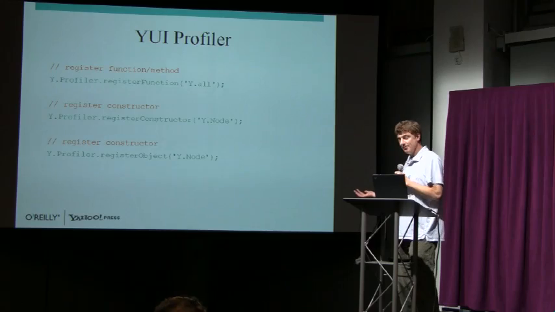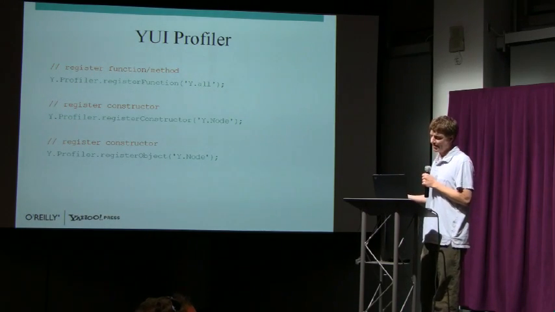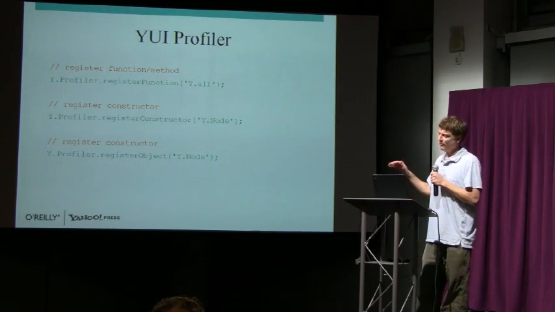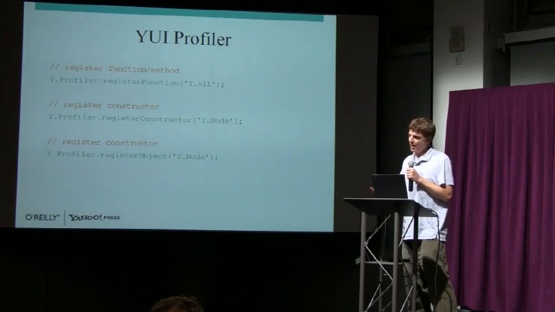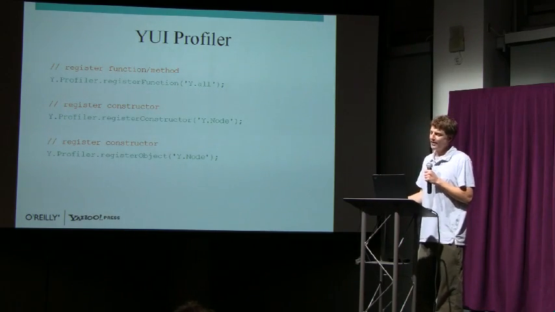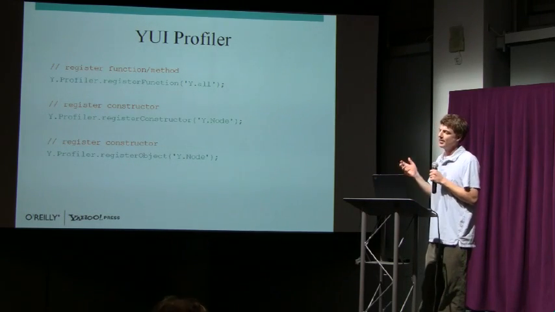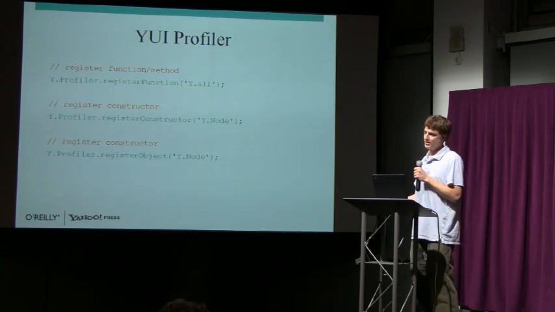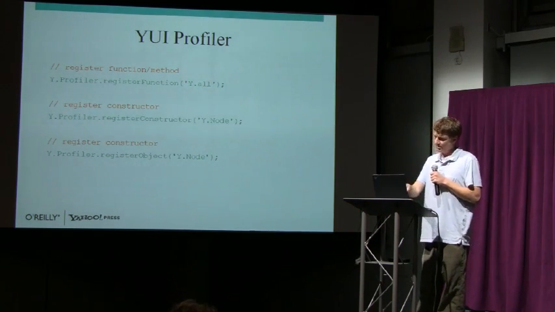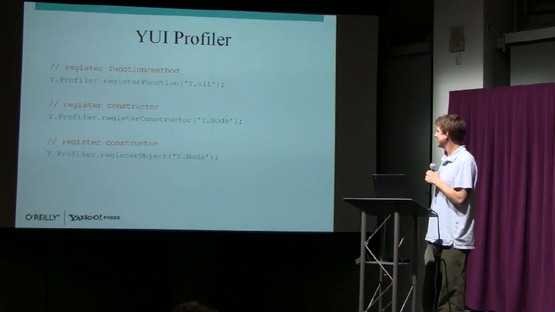YUI Profiler. Nicholas, the man of the hour himself, has contributed this to the YUI library. This is a really great cross-browser way to profile pretty much anything you might be interested in, whether it's a specific function or method. If you want to measure every instance of some object, you can register its constructor. Register constructor, typo. That's register object there. Cut and paste error.